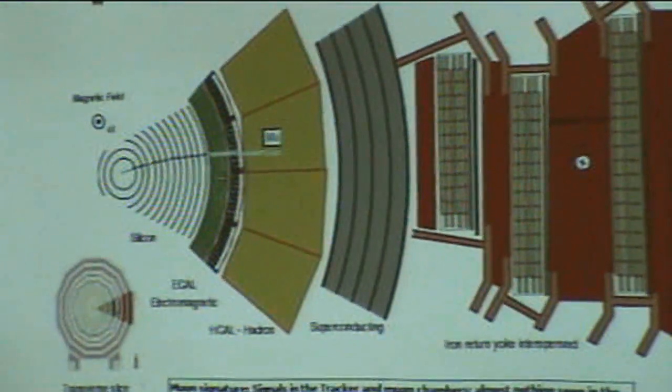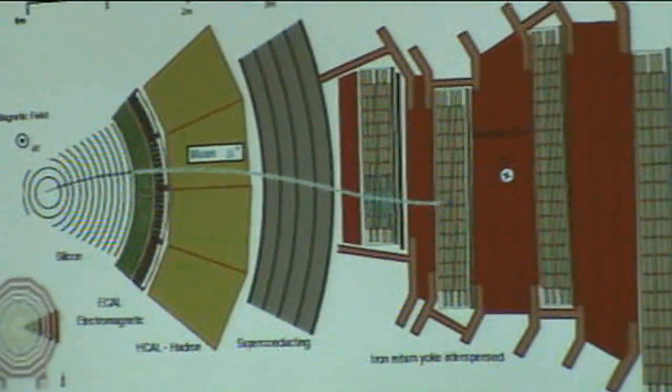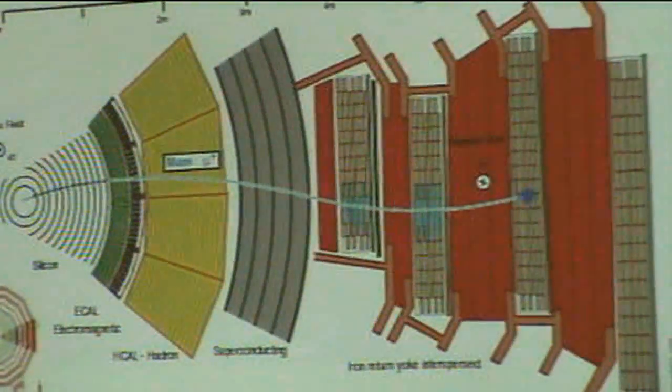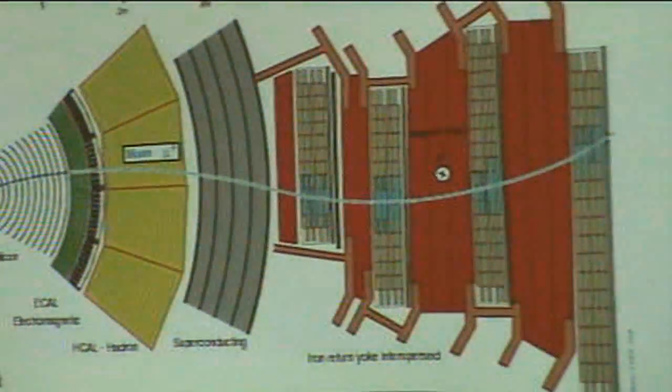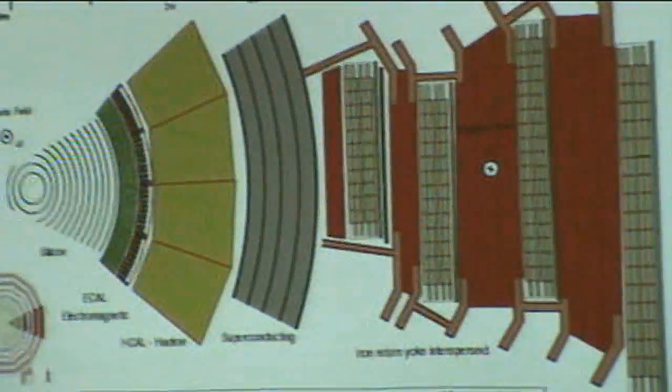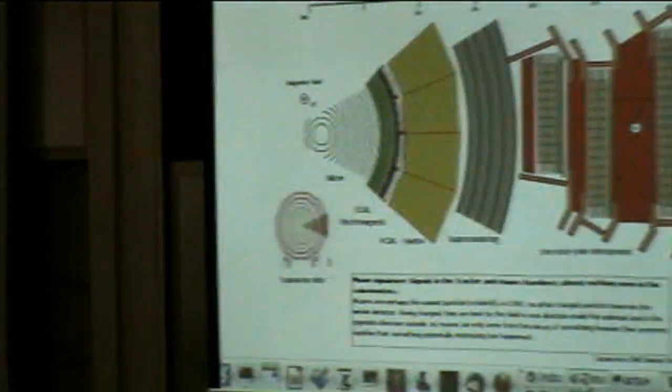And then if you have a muon, it will go through, it will bend in one direction inside the solenoid, and then it will bend in the other direction in the outer solenoid, and then basically just leave tracks in these chambers. As this charged particle passes through, it basically leaves a spark, and that we can measure as well. Okay.